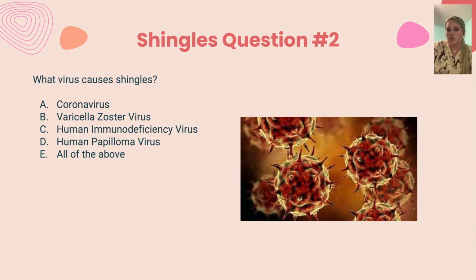Shingles question number 2. What virus causes shingles? A, coronavirus, B, varicella zoster virus, C, human immunodeficiency virus, or D, human papillomavirus, or E, all of the above. The answer would be B.